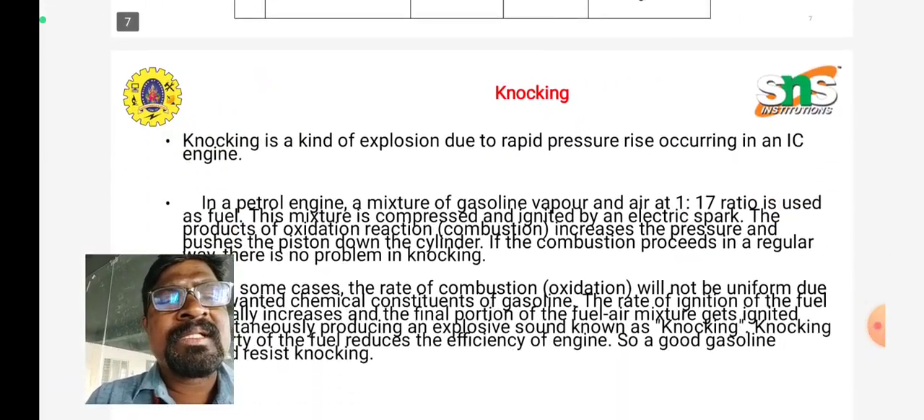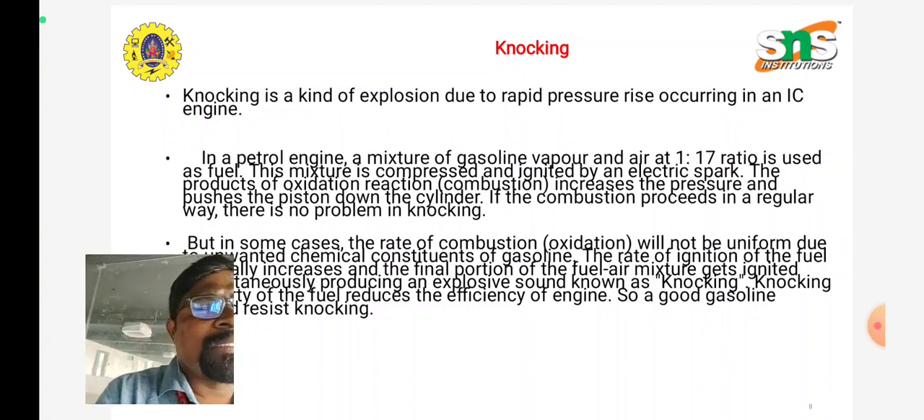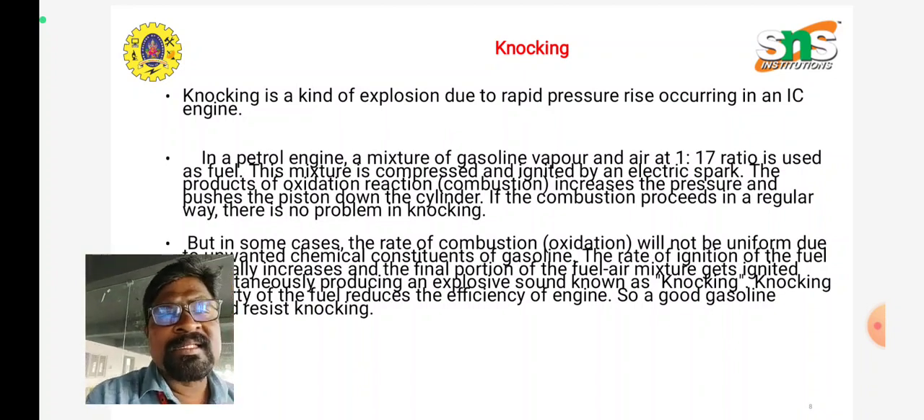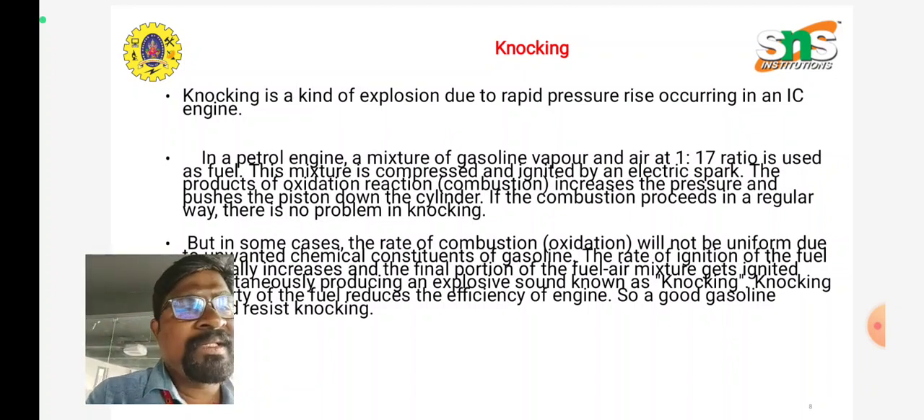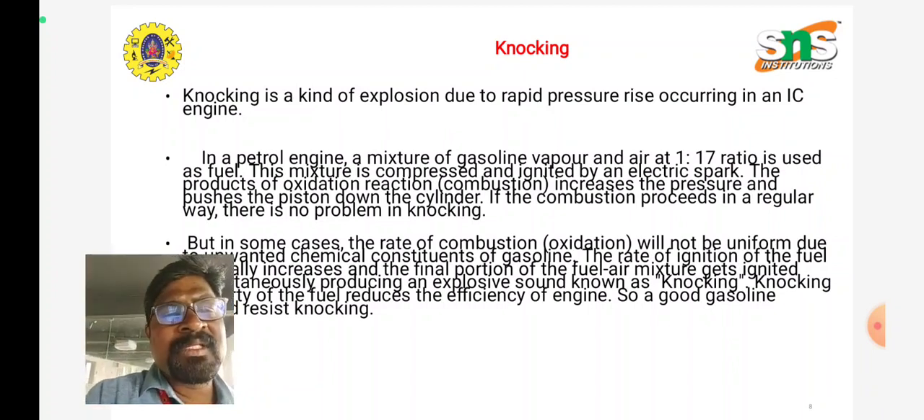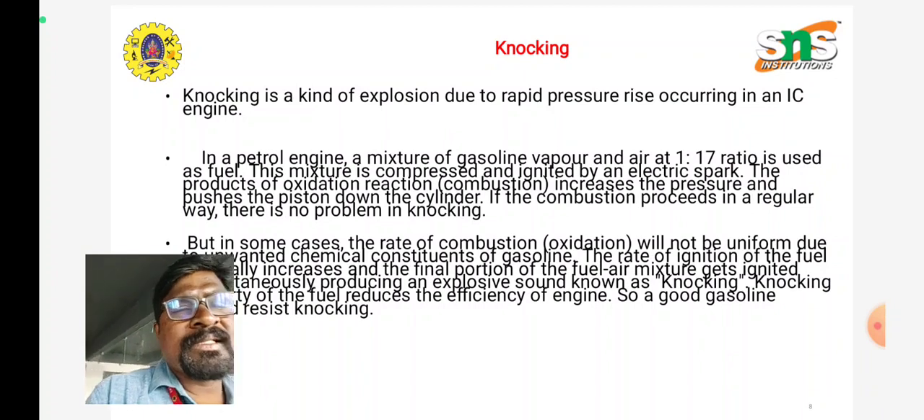To say another thing, that is knocking. Knocking is a kind of explosion due to the rapid pressure rise occurring in an IC engine. In a petrol engine, a mixture of gasoline vapor and air at a ratio of 1:17 is used as a fuel. The mixture is compressed and ignited by the electrical spark. The products of the oxidation reaction, that is combustion, increase the pressure and push the piston down the cylinder.